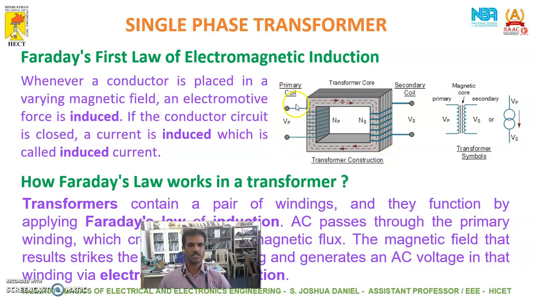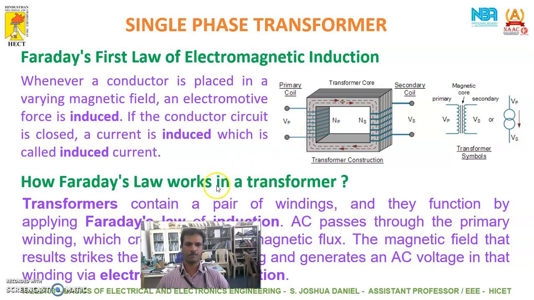So when an AC supply is given to the primary, an alternating flux is produced. This alternating flux travels through this core as well as through the air, and it cuts the secondary winding. So what we need here is a conductor which is cutting the magnetic flux, or the magnetic flux which is cutting the conductor. In our case here, the magnetic flux cuts the conductor. If it cuts its own conductor, it is called self-induction.